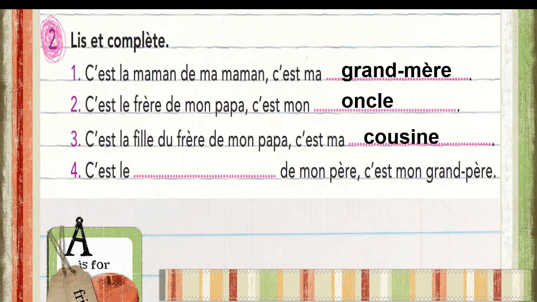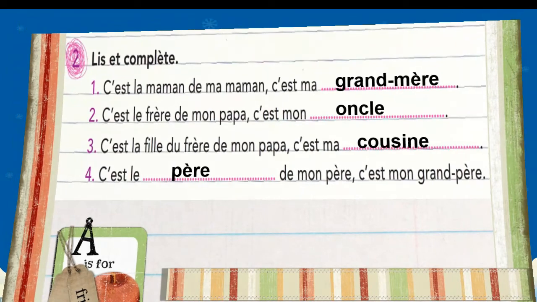C'est le père de mon père, c'est mon grand-père. C'est le père de mon père. Like the first one, c'est la maman de ma maman, c'est ma grand-mère. C'est le frère de mon papa, c'est mon oncle. C'est la fille de frère de mon papa, c'est ma cousine. C'est le père de mon père, c'est mon grand-père. Like that we make the revision, this page 27 in the workbook. So make a revision for all the unit, and what I need from them.